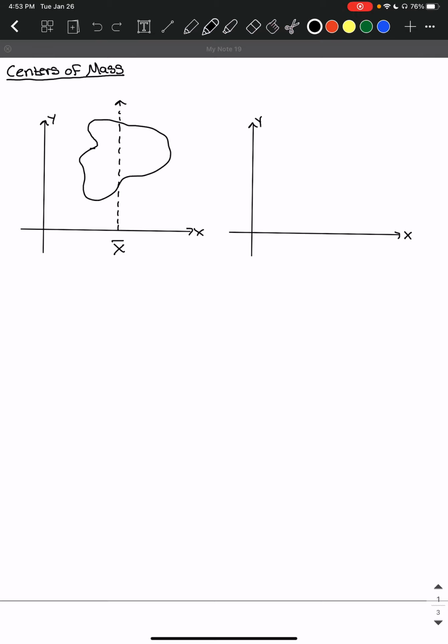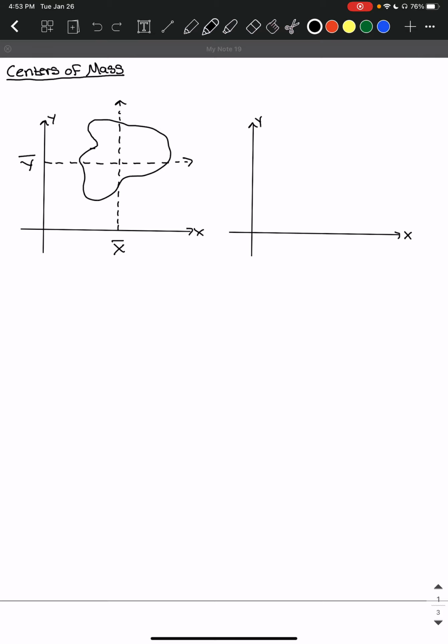I can do the same thing with y bar. There's another line here that I call y bar. If y bar is the center of mass in the y direction, then it won't tip up and it won't tip down. It'll instead be perfectly balanced in the horizontal direction here. So, sorry, I think the vertical direction there.